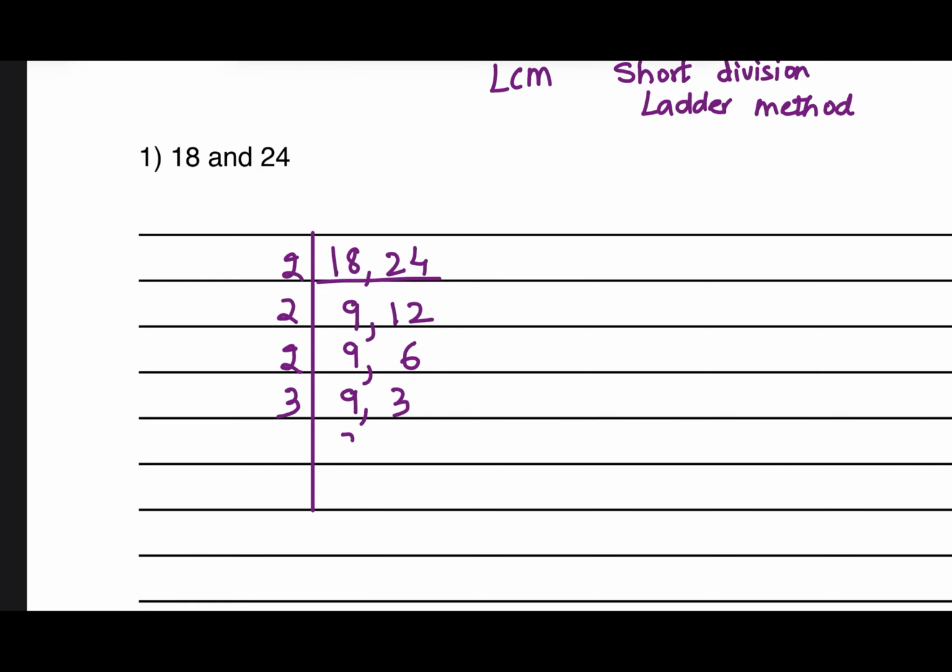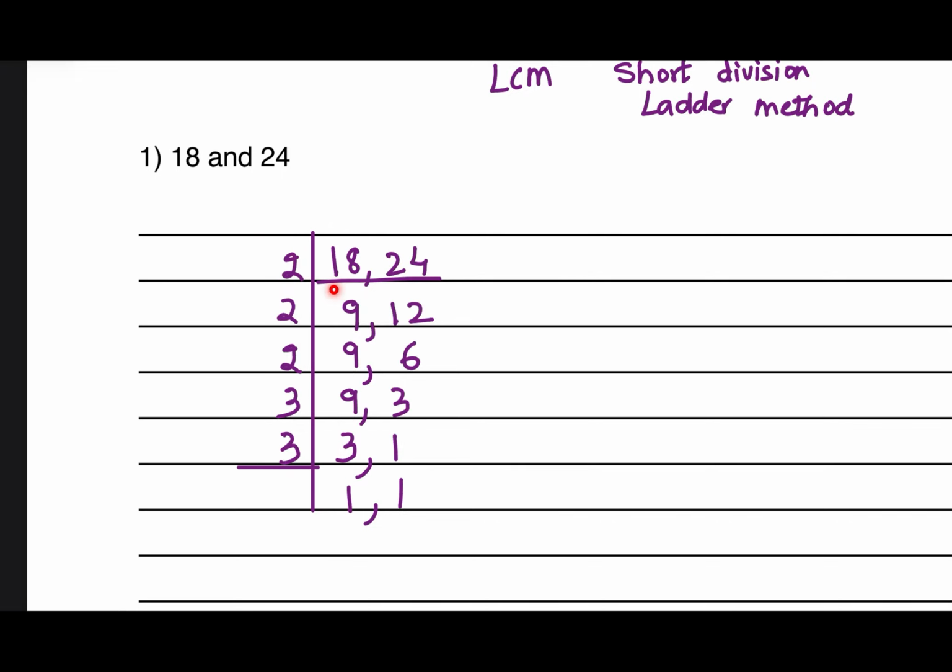We have done this before. 3 3s are 9, 3 1s are 3. Final thing, 3 1s is 3, and we just copy this down. The minute we are here at 1 and 1, we stop here. And guys, guess what the LCM is? It is the multiplication of all these prime numbers which have come on the left here.